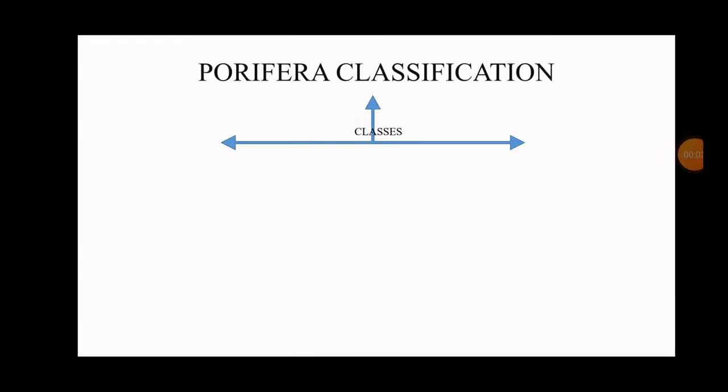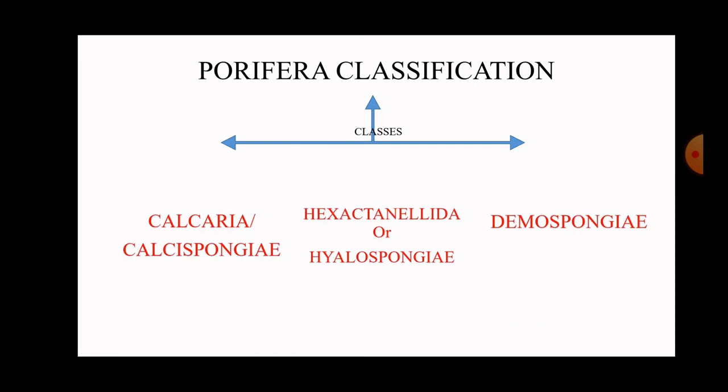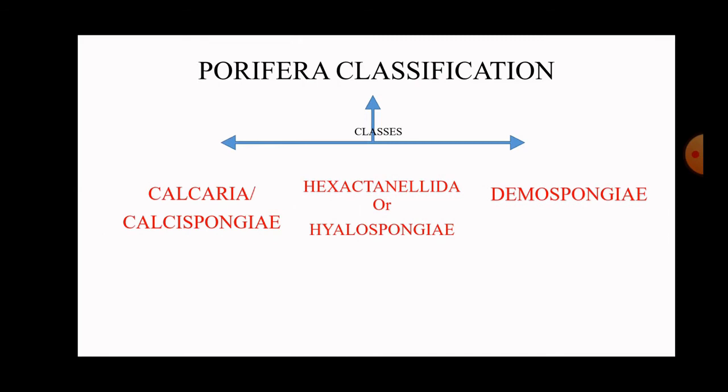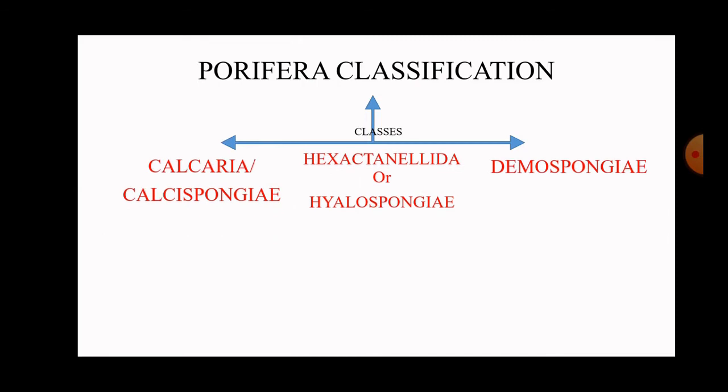Now let us see the classification of Porifera. Porifera phylum can be divided into three classes. Class 1 Calcarea or Calcispongiae. Class 2 Hexactinellida or Hyalospongiae. Class 3 Demospongiae.